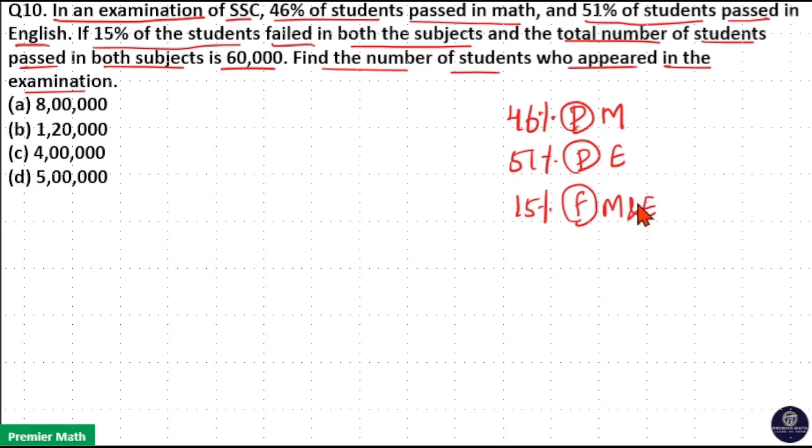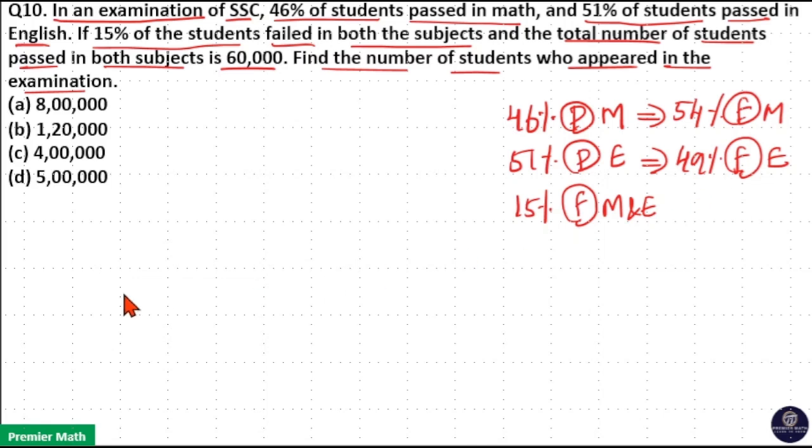Here the combined data is for failed students. So, we have to find out the percentage of students who failed in maths and in English. If 46% passed in maths, the remaining 100 minus 46, 54%, failed in maths. 51% passed English means the remaining 100 minus 51, 49%, failed in English. Now we have the data of failed students.